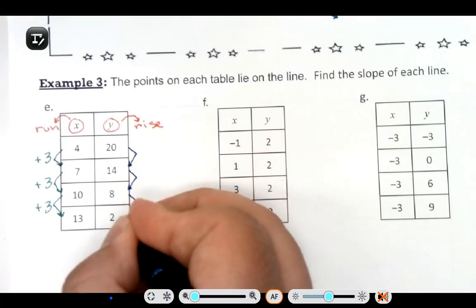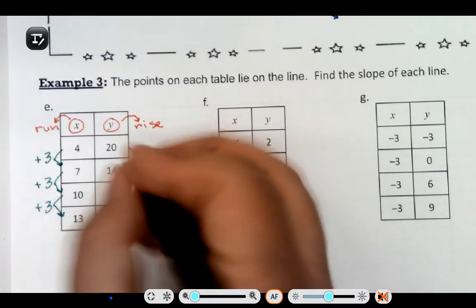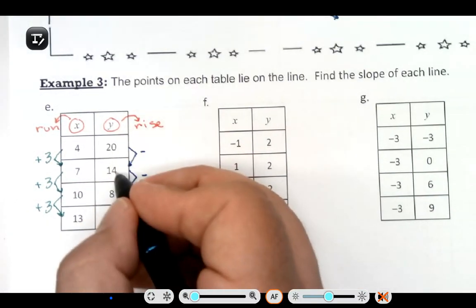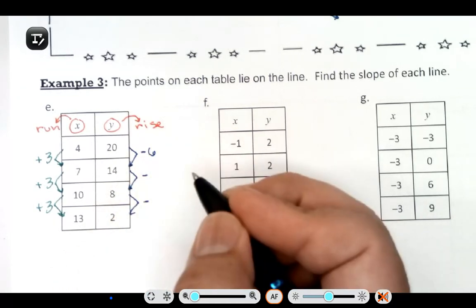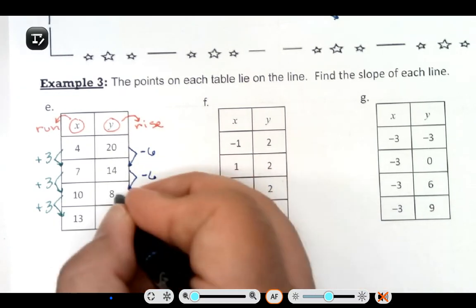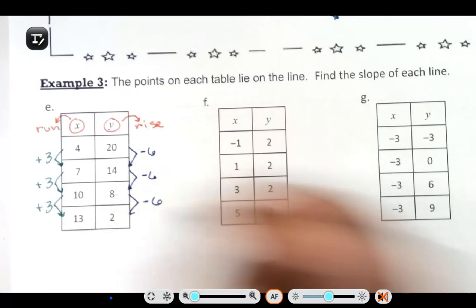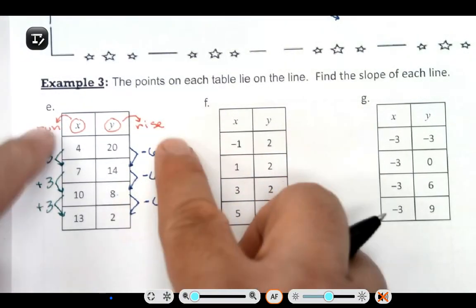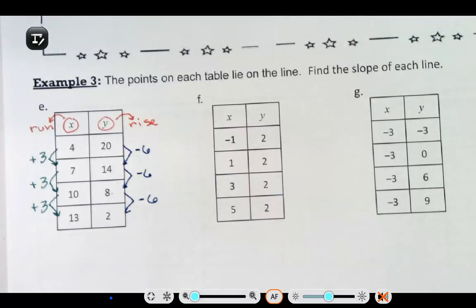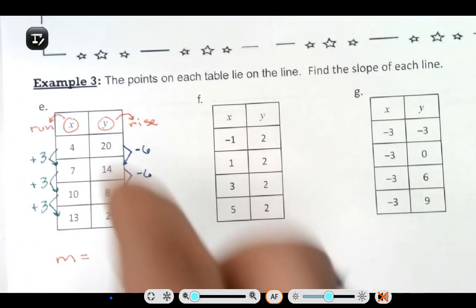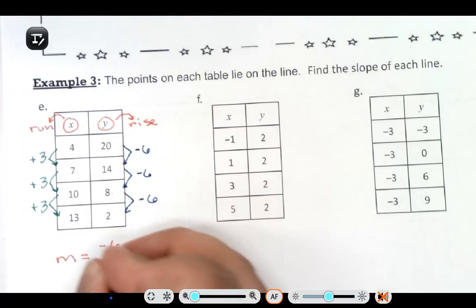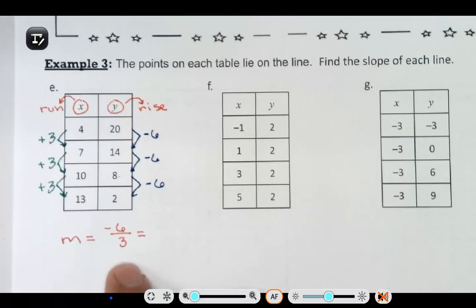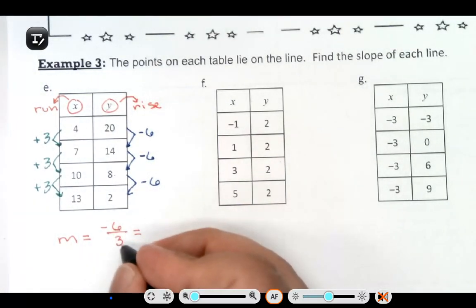Now remember, they already told me these are lines, so it's got to work. These are going to be dropping by the same number over and over. 20 down to a 14, that would be 6. 14 minus 6, that's an 8. 8 minus 6, there's my 2. So yes, this is a constant rate of change. That's why we know it's linear. So now we're talking about slope. My slope, don't forget, is rise, -6, over the run, which is 3. Now remember, a fraction means division in math. So what is -6 divided by 3?